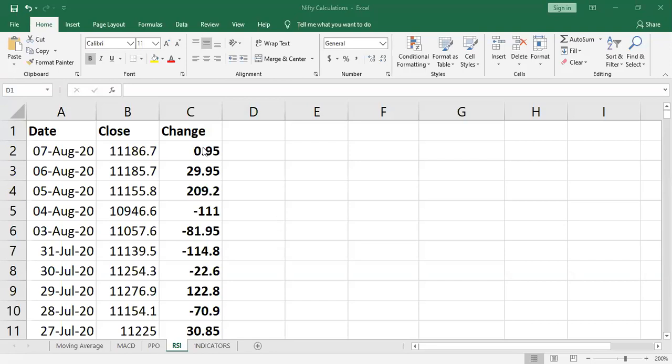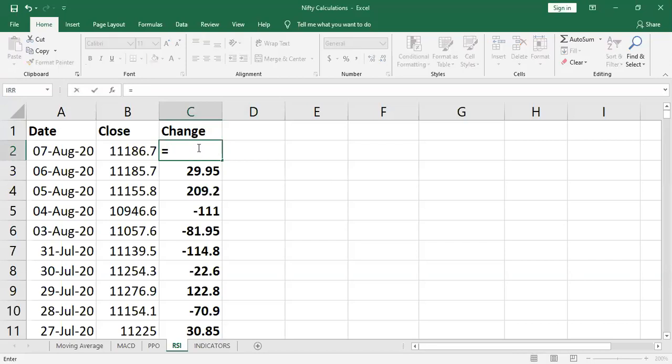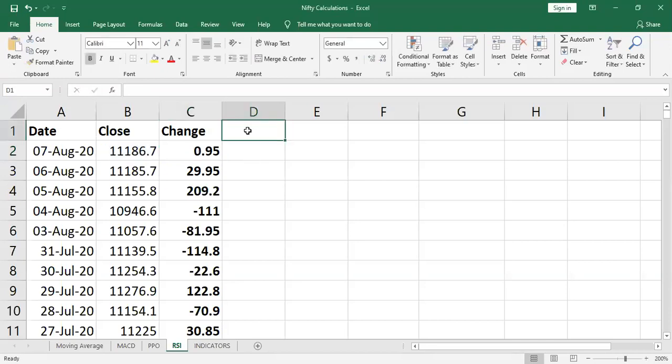Now for that we are calculating the change. Change is equal to current price less previous price, and the same will be copy pasted toward the end. Now the second is up move, and the other is down move. Now we are taking the formula here.